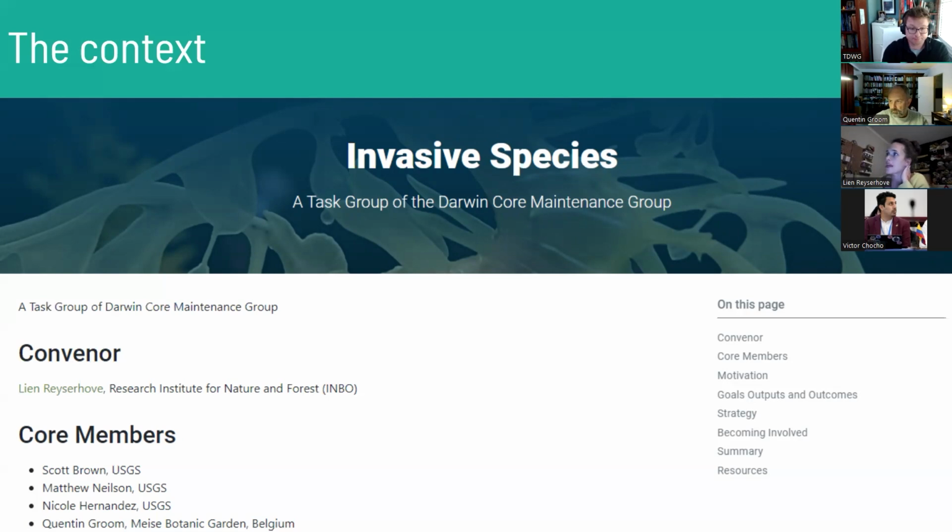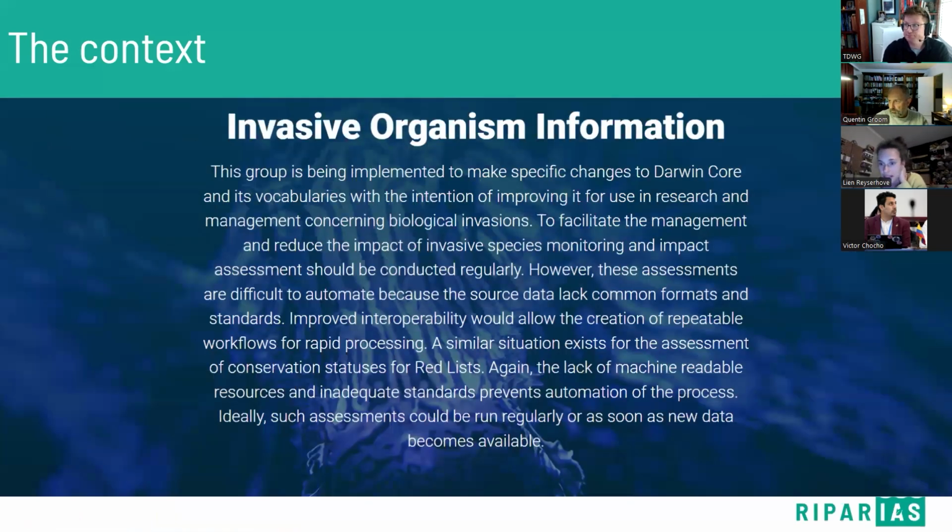And it's important not to confuse this task group with the task group that Quinten was actually responsible for. So it's the invasive organism information task group. And if I'm not mistaken, Quinten, that one is not active anymore. No, but I put the publication that came out of it into the chat because I thought people would be interested.